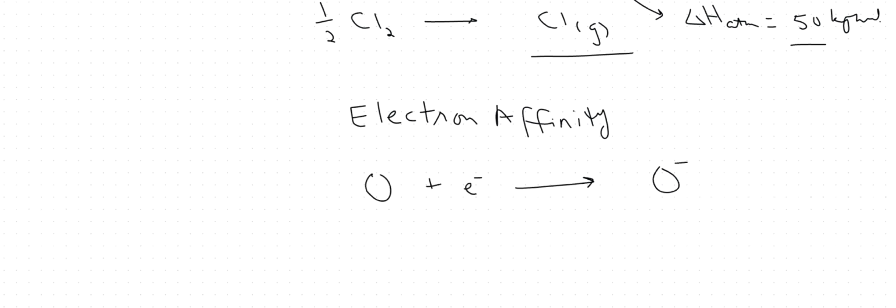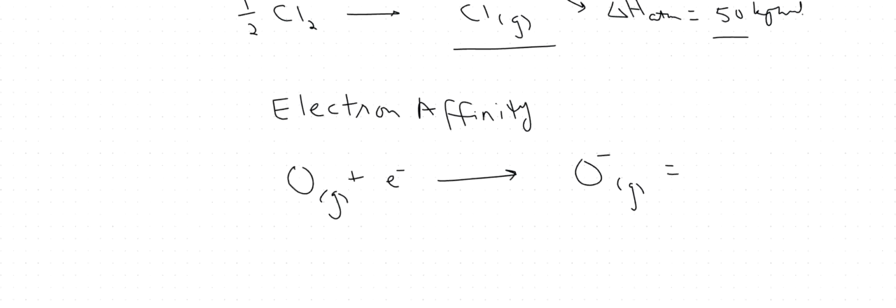It is in the gaseous form. This one is also in the gaseous form. First electron affinity would be negative. This is delta H. I will give you the reason why. So electron affinity is negative.